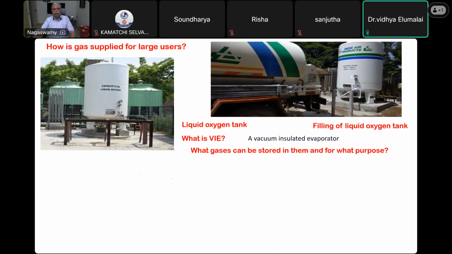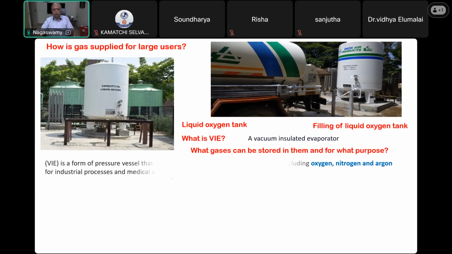Inox, Linde. It's mostly industrial. For hospitals, it's a very limited supply. So only oxygen is stored as a cryogenic liquid for our hospital purposes. But nitrogen and argon are for industrial purposes. They are not commonly used in our medical use.